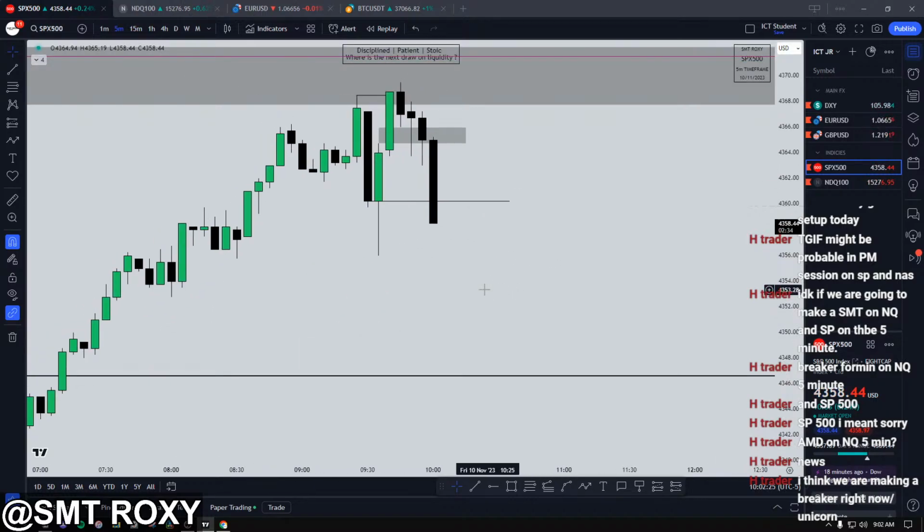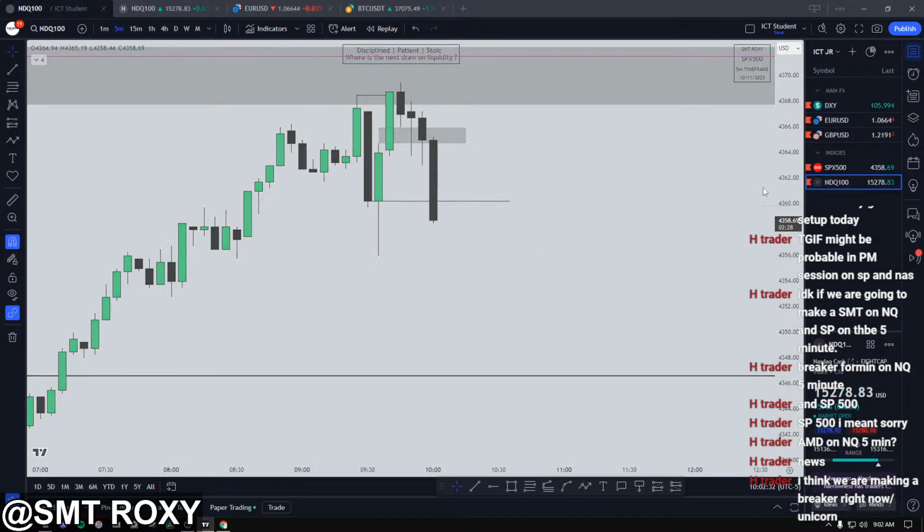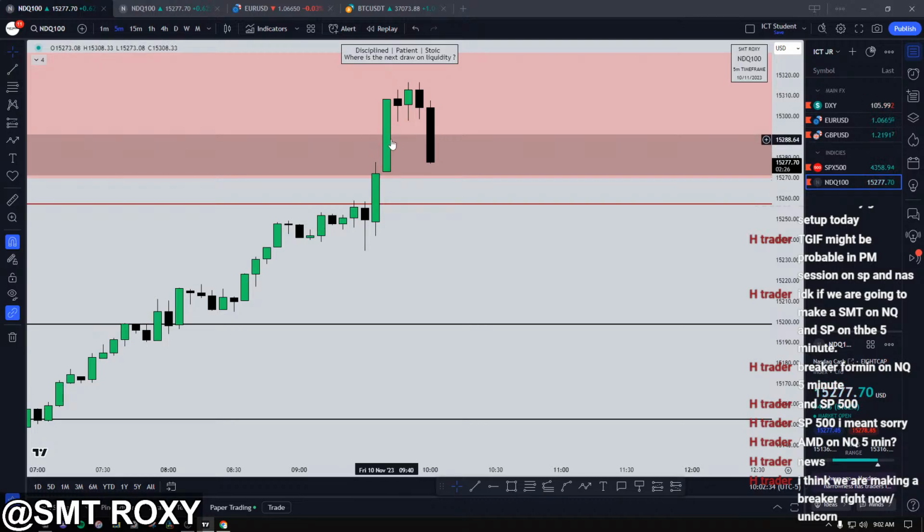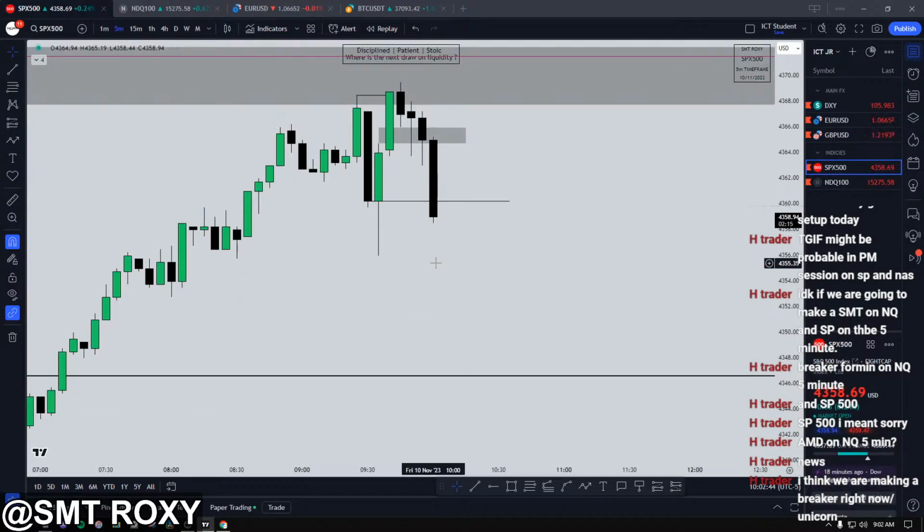So if we get the breaker block formed on SPX, I think I'll take it on SPX. NQ is still forming this right here. It's like about a BISI. I want to see it become inverse, and then this one too. We can have some form of summer push and then push down. I think SPX would catch my eye more.